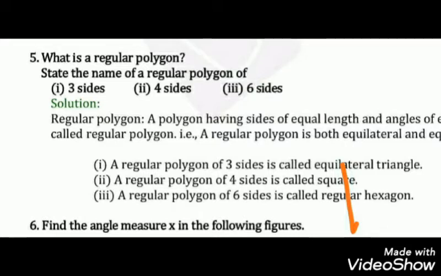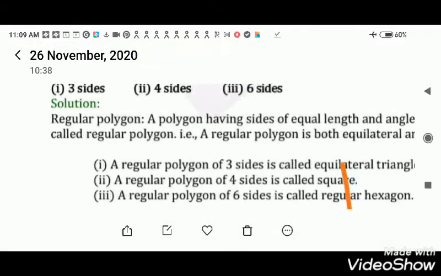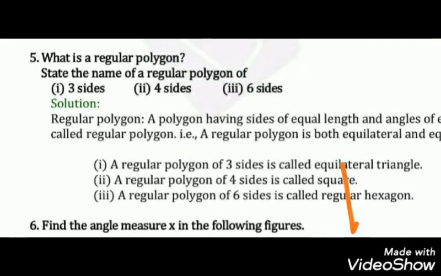What is a regular polygon? A polygon having sides of equal length and angles of equal measure is called a regular polygon. A regular polygon is both equilateral and equiangular. That means that all the angles are equal, all the sides are equal in a regular polygon.